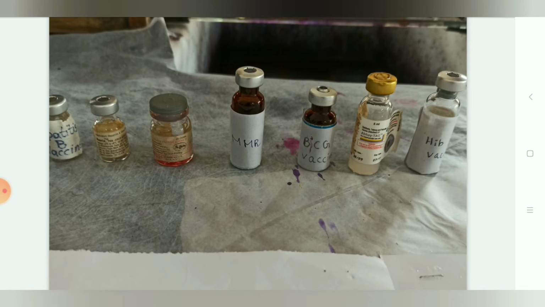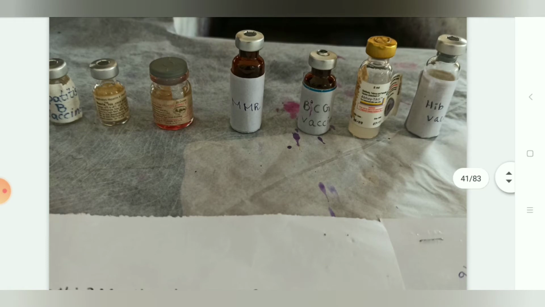In neonates, the dose is at 6th, 10th and 14th week. Then the next one is hepatitis A vaccine. It is an inactivated vaccine with formaldehyde. The first dose is given at 12 months, that is 1 year, and the second dose is given 6 to 12 months after the first dose. The route of administration is intramuscular, given at deltoid.